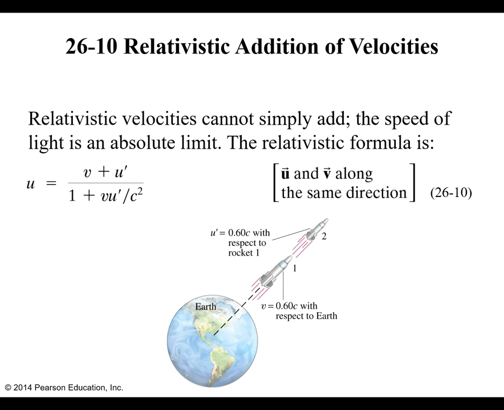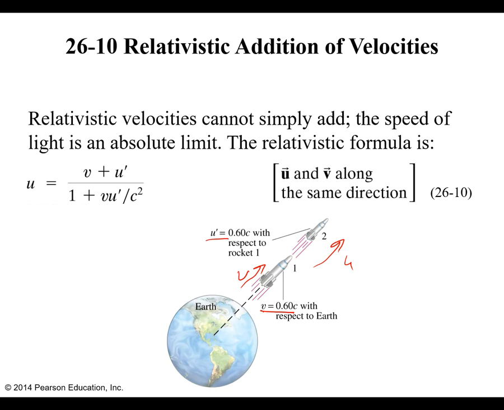So here we go. Let me explain this here for you. You have a rocket that's moving off at some velocity v. We're going to call that v. And then you have another rocket that moves off at some velocity u. But from the point of view of the rocket that launched it, we're going to call that u prime. U prime is the velocity with respect to the pilot of rocket 1.